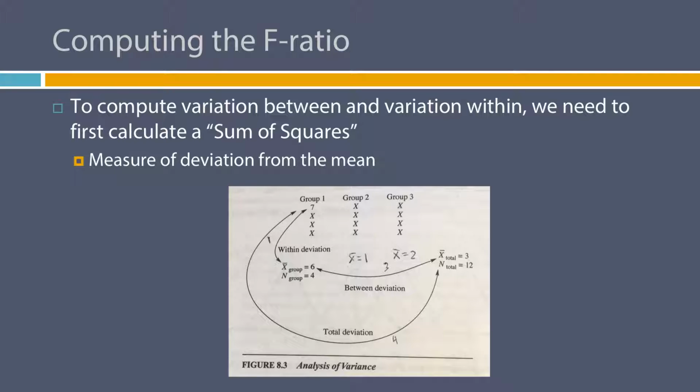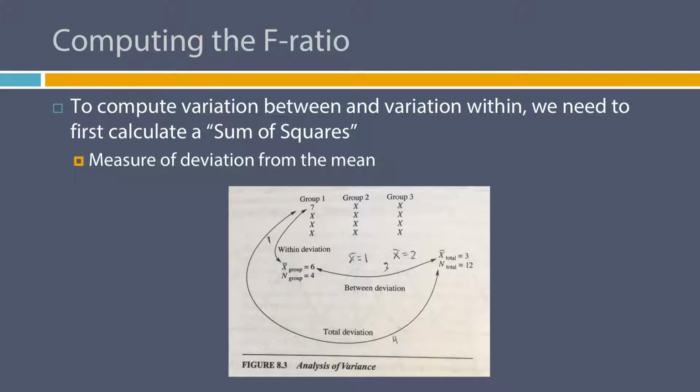Then we compare this, what we call between deviation, which is the mean of group 1, which is 6, to the mean of all the groups. So we have the mean of group 2, which is 1. We have the mean of group 3, which is 2, right? So the mean of group 1 is 6 compared to the total mean, which is 3.